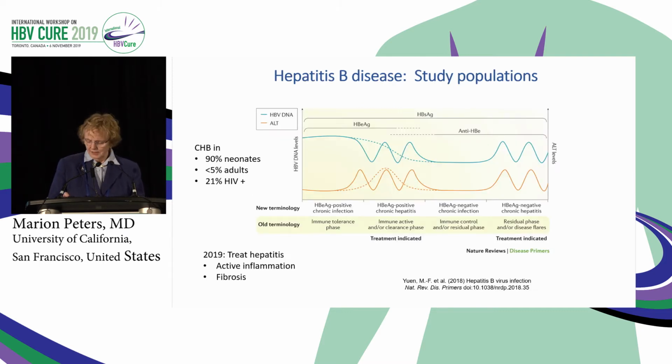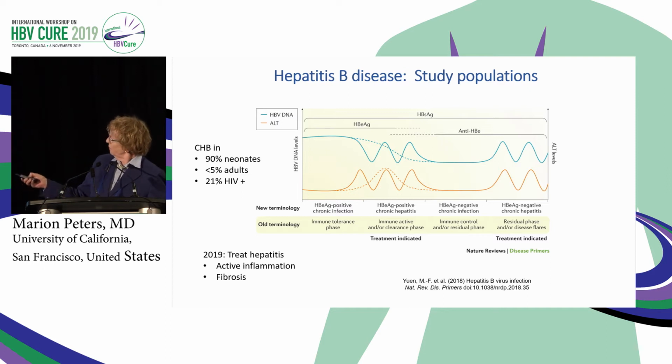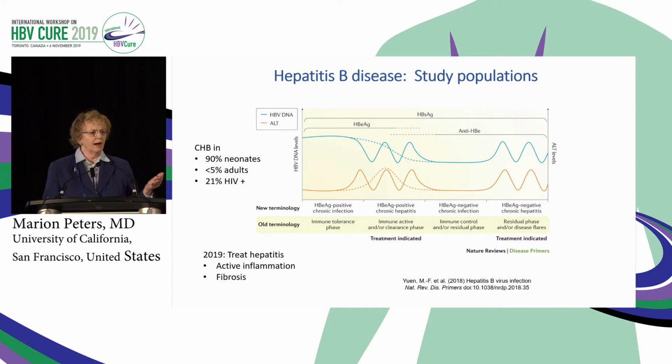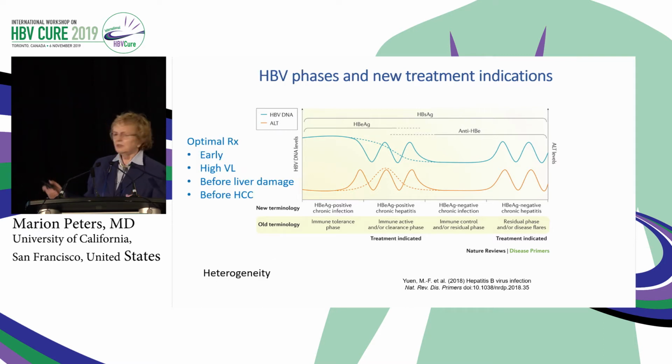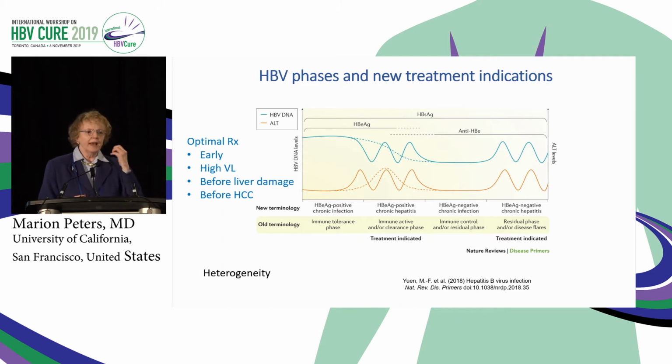So when we think about study populations, you're all familiar with the heterogeneity and the different phases of hepatitis B infection. And as of this time, we treat chronic hepatitis, that is active inflammation, high ALT, with fibrosis. And that's either chronic hepatitis, immune active, e-antigen positive, or negative. But what we really need, if we had optimal therapy, is where we could cure hepatitis B early, get rid of high viral load before there's liver damage, before there's hepatocellular carcinoma.